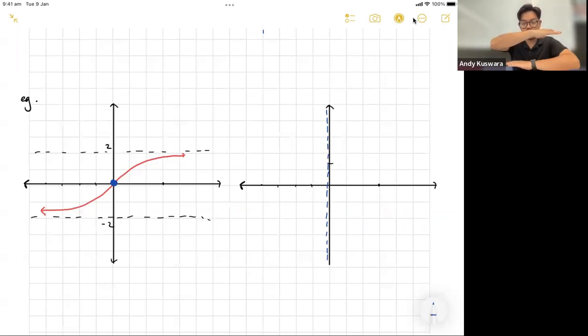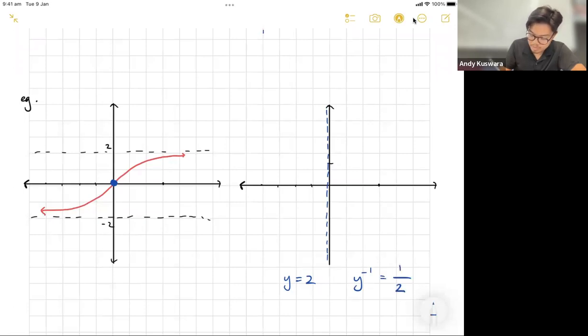But now I've also got 2 horizontal asymptotes. Where my horizontal asymptotes are going to be is the reciprocal versions of those. So if y equals 2, my y reciprocal should be 1/2. And if y equals -2, which is the bottom asymptote we have on the left-hand side, your reciprocal function would be -1/2.